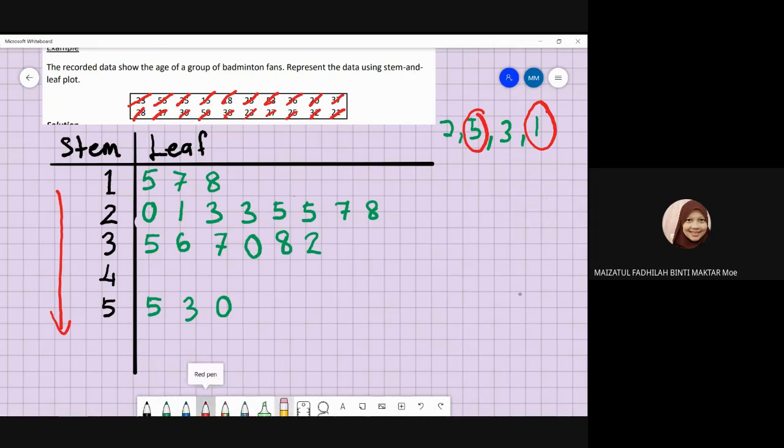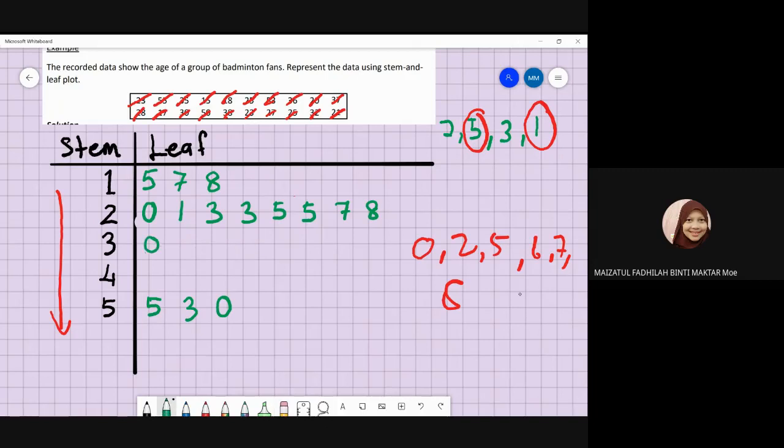Like this one also, write down the lowest one, 0, 2, then 5, 6, 7, 8. Okay, then write down again, 0, 2, 5, 6, 7, and 8. And this one is very simple. Also a figure. Okay, done.